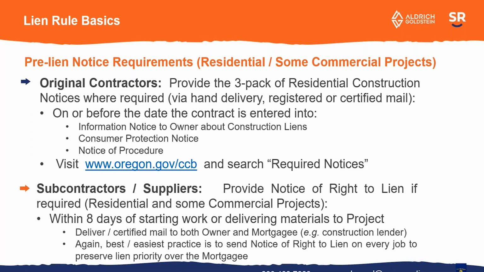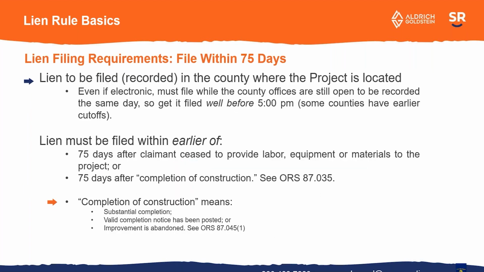If you're a sub or supplier, again, make sure you provide that notice of right to lien. At the very bottom of the slide, you'll see the best, easiest practice is to just send it on every job to preserve your priority over the mortgagee, which again refers to the lender. So you send it to the property owner, you send it to their bank, their lender of record, and then you're good. Once you file a lien, you don't have to worry about, well, did I send this notice or not on this project? You've just kind of already done it automatically.